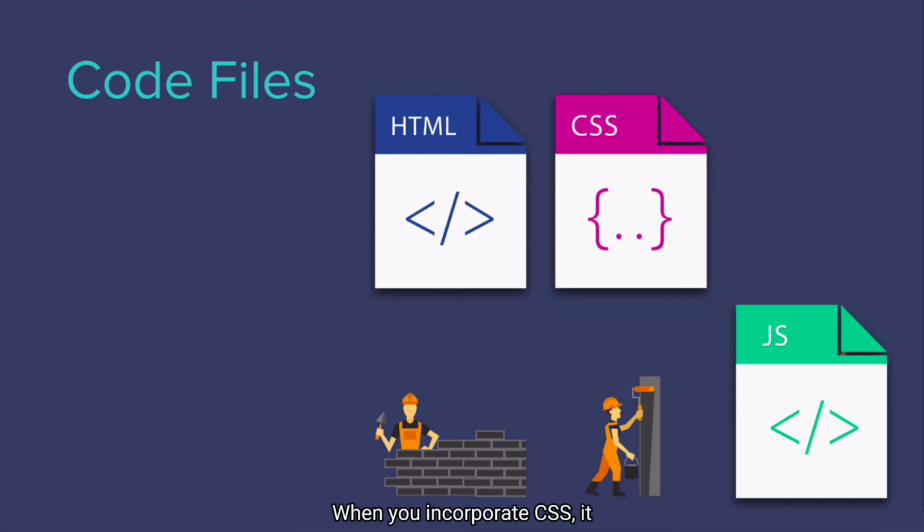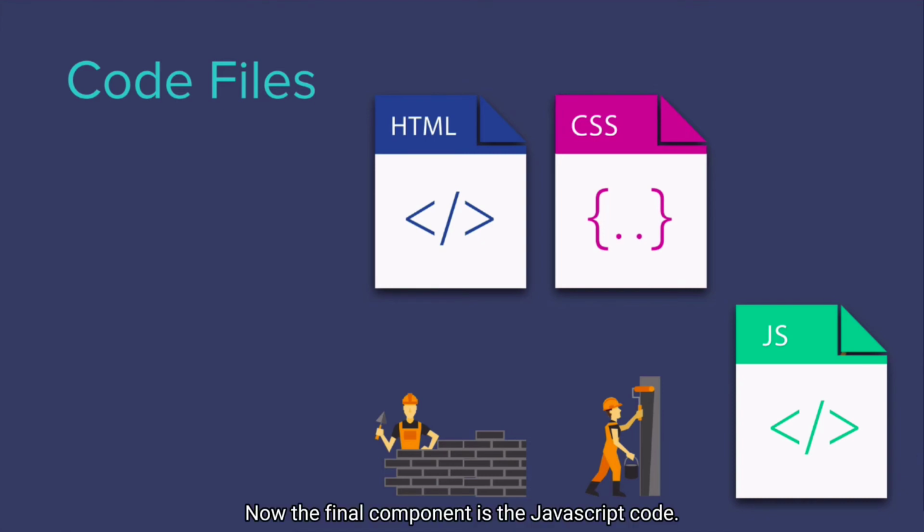When you incorporate CSS, it allows you to specify how you want your website to look. So you could say that you have a button that you got from your HTML file, but you want that button to be red and you want the text to be white and you want to change the font. This is all done using CSS code.